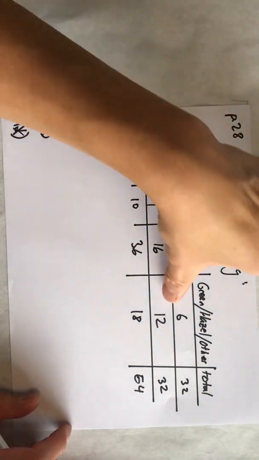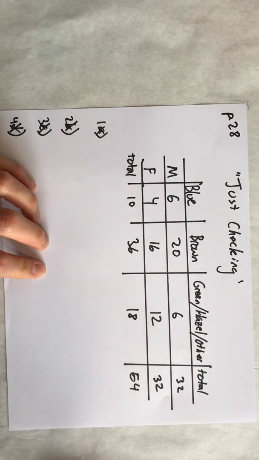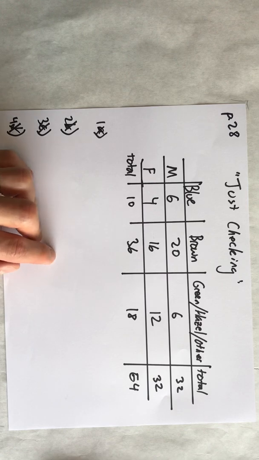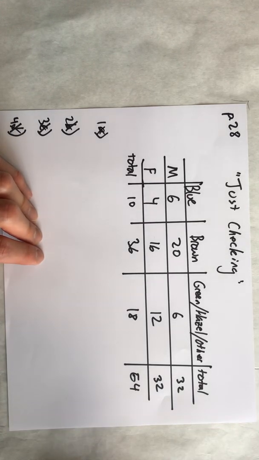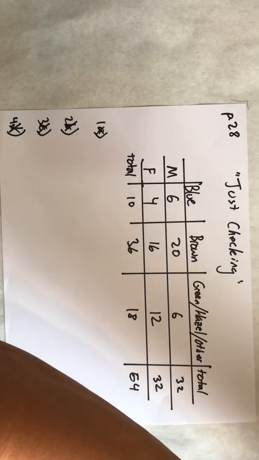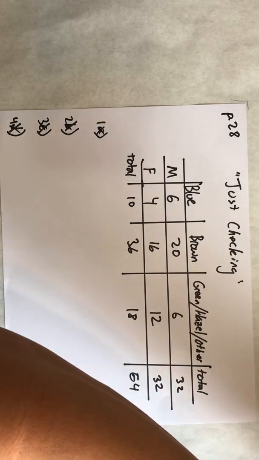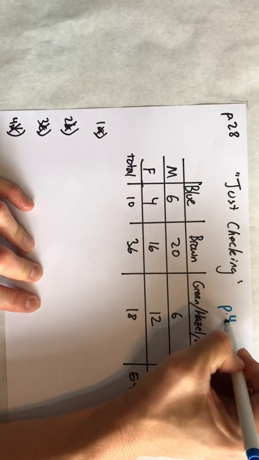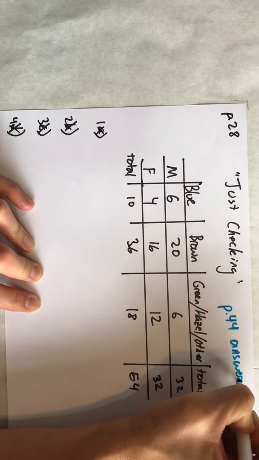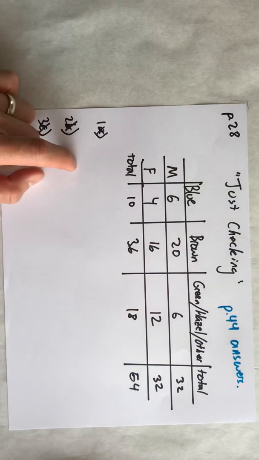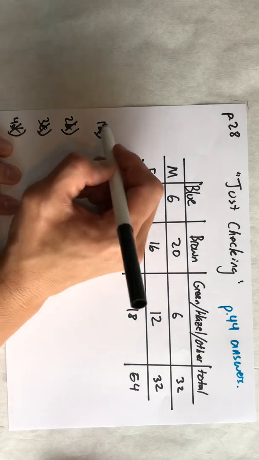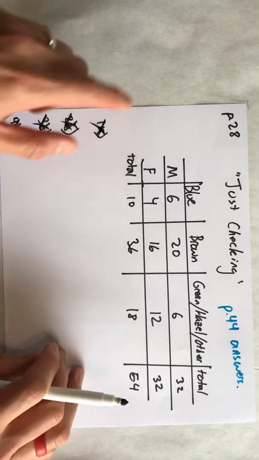Okay. All right, so next thing is I want you to take a look at page 28, just checking. So go ahead and pause this video right now and answer that, okay? Go through questions 1 through 7. And then you can check your answers on page 44, answers. Go ahead and work through those. And I want to talk about number 6 and number 7 specifically. So let's skip over those. Check your answers. Do all of them, but check your answers in the back.